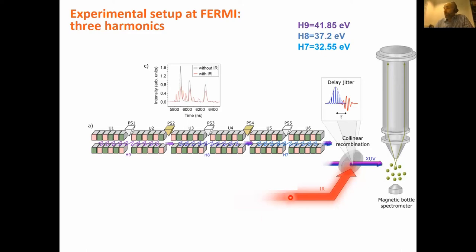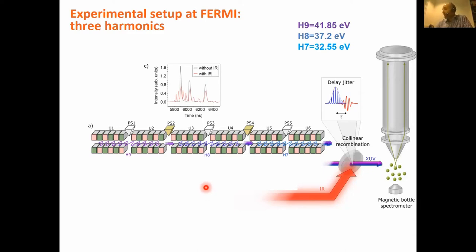The experimental setup looks very similar to the typical attosecond experimental setup using high-order harmonic generation sources. We have an infrared laser, which is collinearly recombined using drilled mirrors with the XUV radiation. The two pulses are then focused in the interaction region of a magnetic bottle electron spectrometer. It is important to mention that we have a phase shifter between the undulators, in particular between undulators 2 and 3, and between undulators 4 and 5, which can be used to change the relative phase between the harmonics, as I showed you in the case of two harmonics.